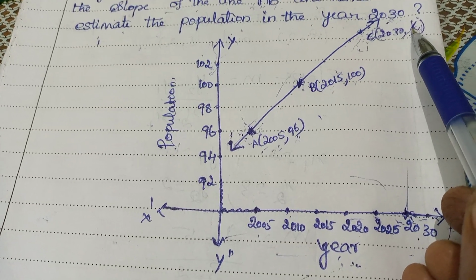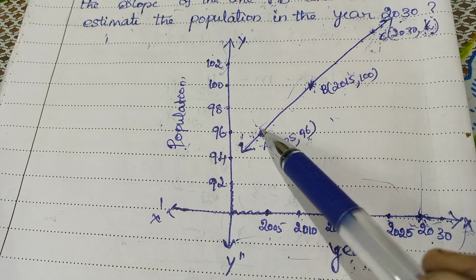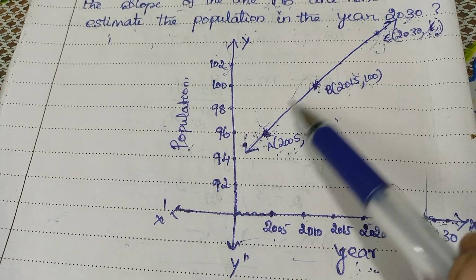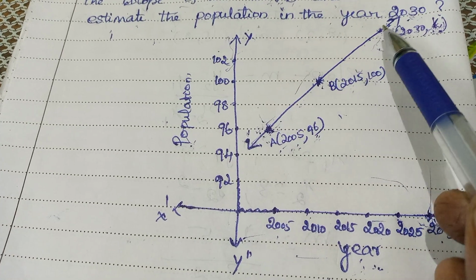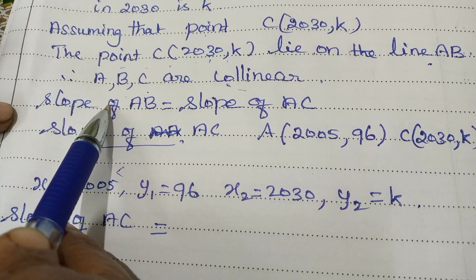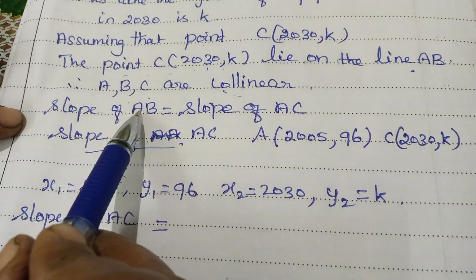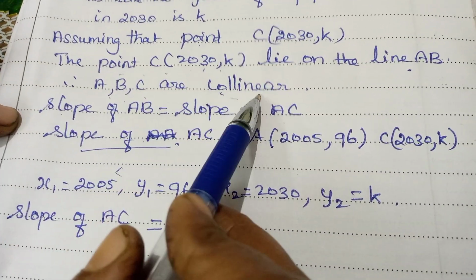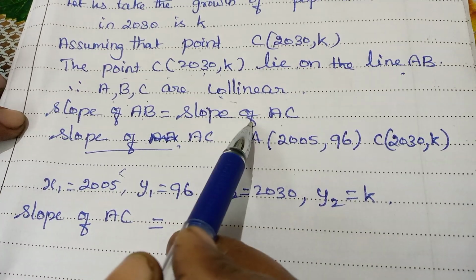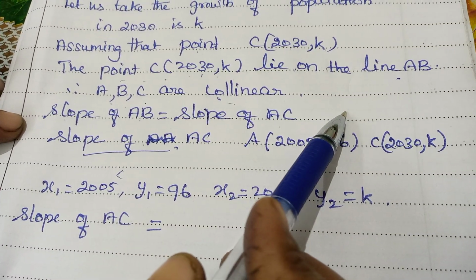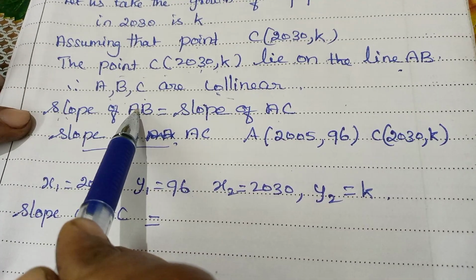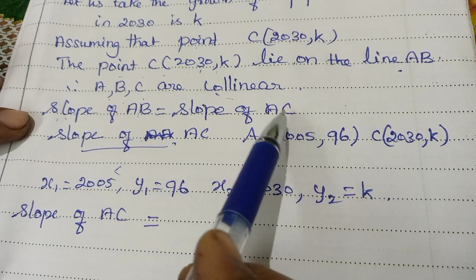So any two slopes we have to find out, either slope of AB and slope of BC, or slope of AB and slope of AC. Okay, let us take slope of AB and slope of AC. Since A, B, C are collinear, any two slopes will be equal. So, let us take this concept here: slope of AB equals slope of AC.